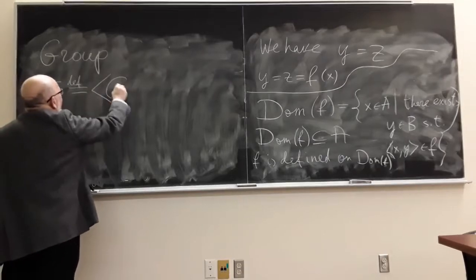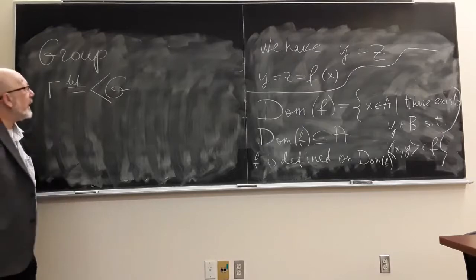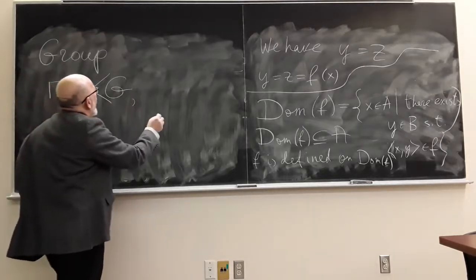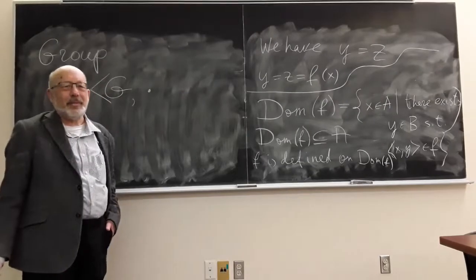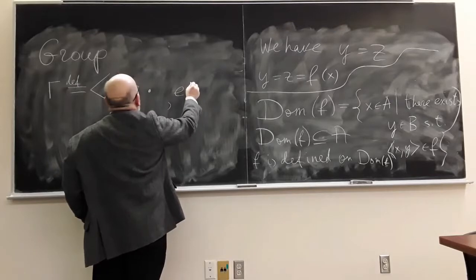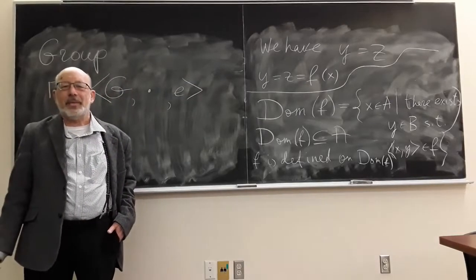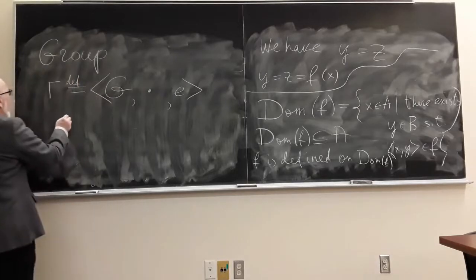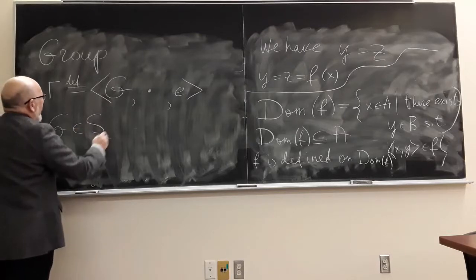First, it is some set of elements. Then you have the group operation, which I denote by dot. And then we have the unit element in the group. So G, the group, is an element of some SI.